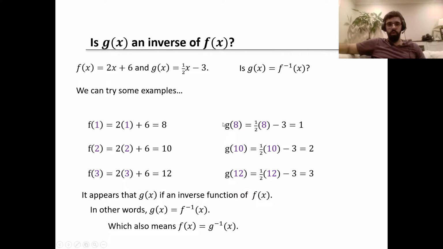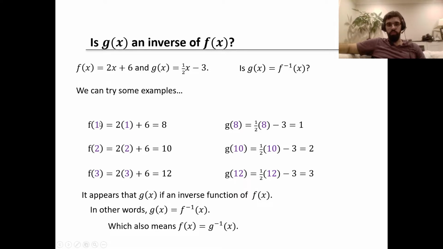So we could try some examples, and this doesn't prove anything. We're just kind of playing with some numbers here. But if we use the inputs of 1, 2, and 3 in f, 1 has an output of 8, 2 has an output of 10, and 3 has an output of 12. So if we look at g, and we take those outputs and put them in the function g, 8 gives us an output of 1, which puts us back to the beginning of the input for f.